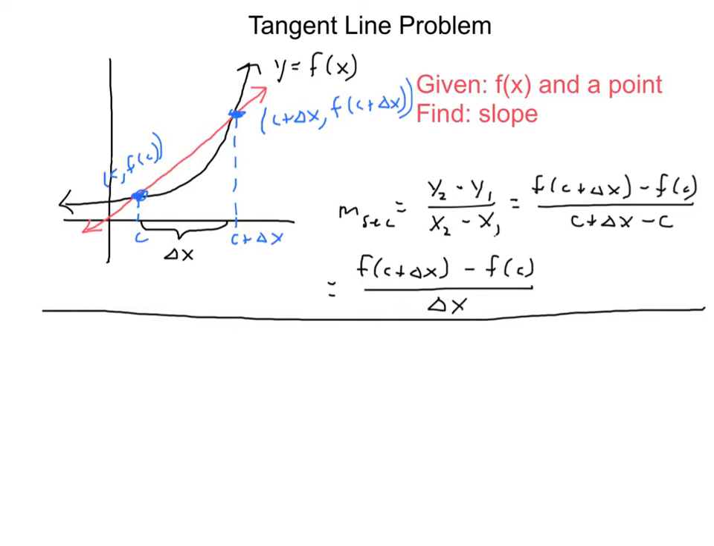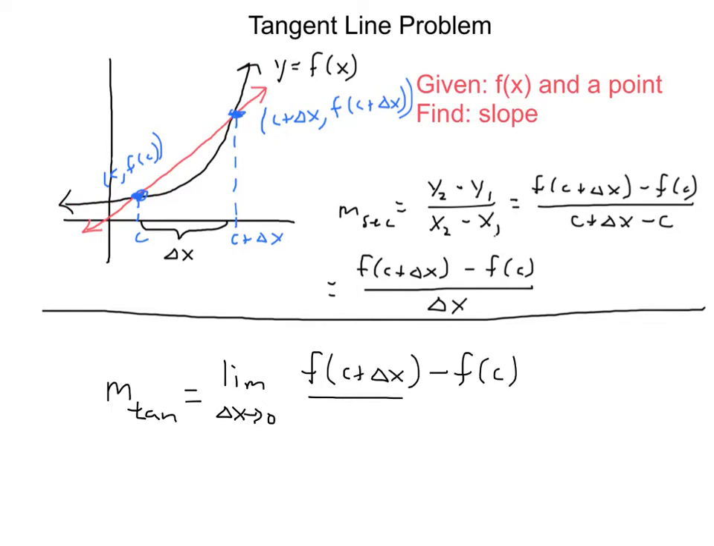With that limit process, I can now say that the slope of the tangent line is equal to the limit as delta x approaches 0 of f of c plus delta x minus f of c, all over delta x. That will give me the slope of the tangent line at x equals c.